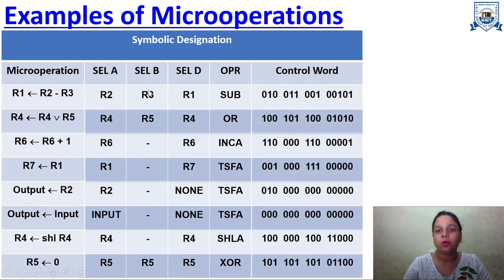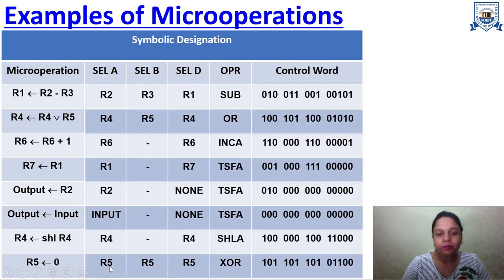Next we will see the control words for these. Now see, these 3 bits are the select A bits which will give R2 as output. This is the binary form for R2, this is the binary form for R3, this is the binary form for R1, and this is the operation code for subtraction. In this order this control word is written: first we write selection A, selection B, selection D, and then the operation. Similarly, we can write the control word for each operation.